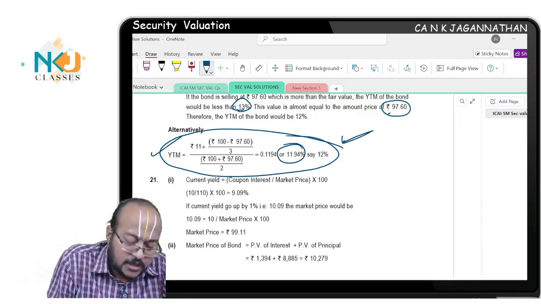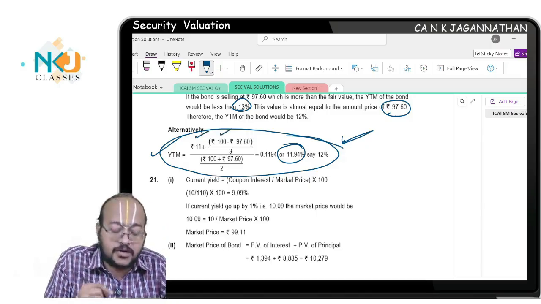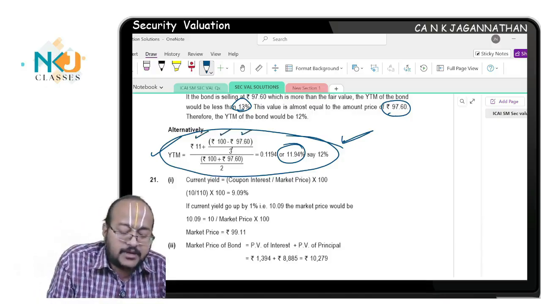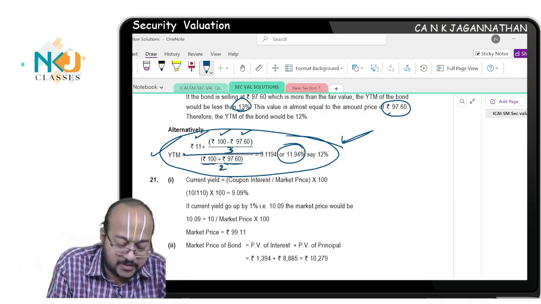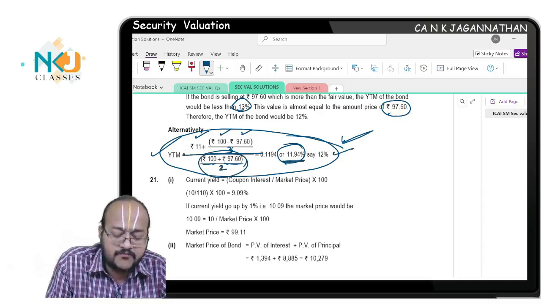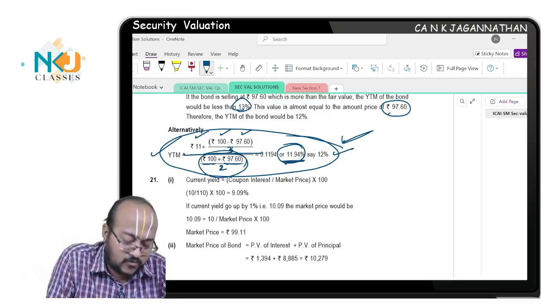See, very simple: interest 11 plus redemption value 100, assumed to be redeemed at par, minus subscription price. Here the current market price 97.6 is the subscription price, divided by 3, the number of years, the whole divided by the simple average of redemption price and subscription price. They found 11.94 as the approximate YTM. Then you can check at 12% and you will get the exact YTM, right?